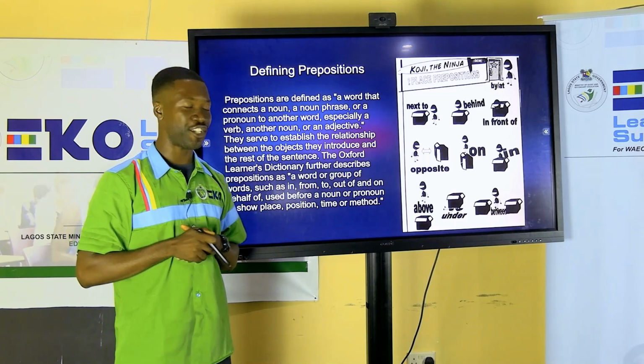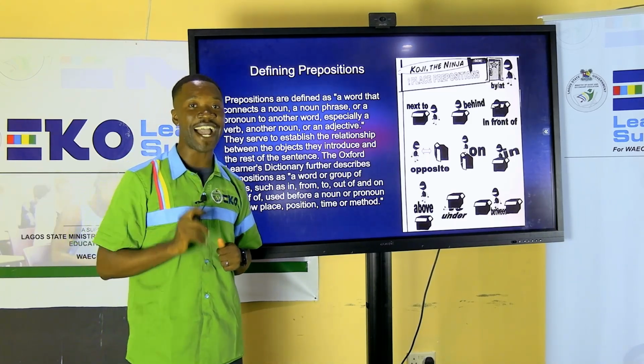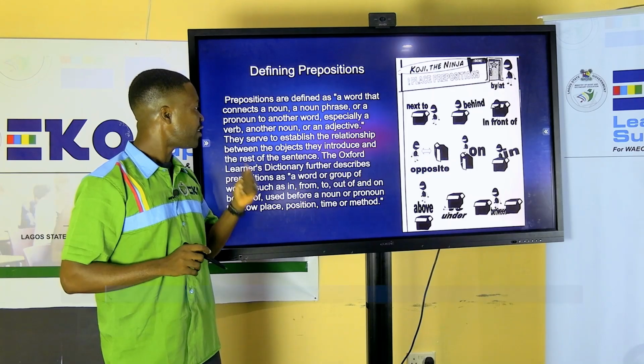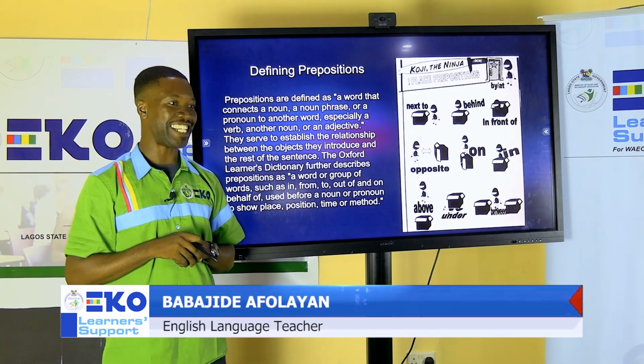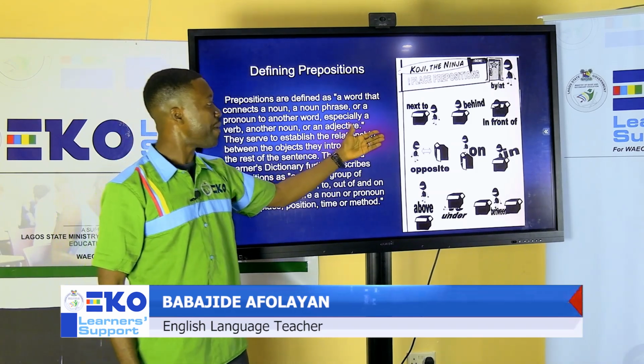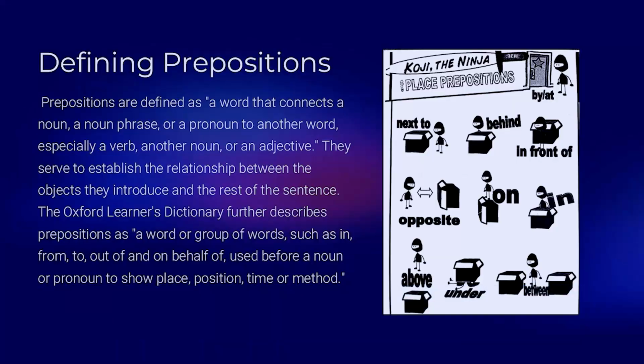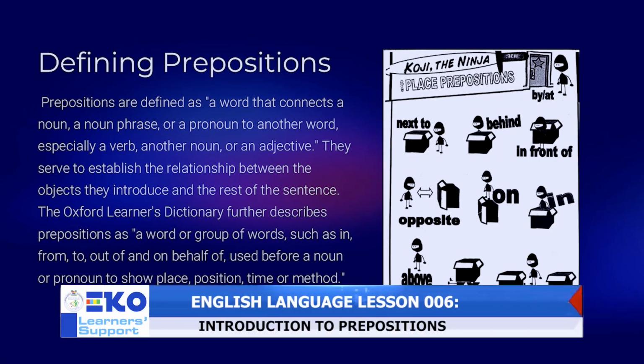By way of definition, a preposition is a word that connects a noun phrase or a pronoun to another word, especially a verb, another noun, or an adjective. We can see some examples of prepositions right here on the screen. We have next to, behind, in front of, opposite, on, in, above, under, and between.